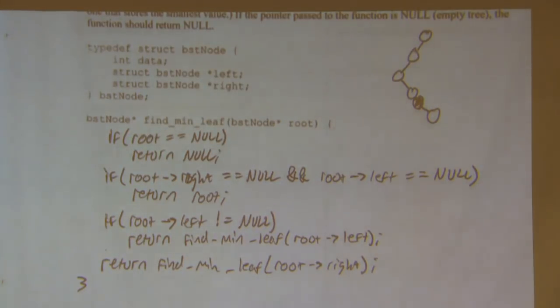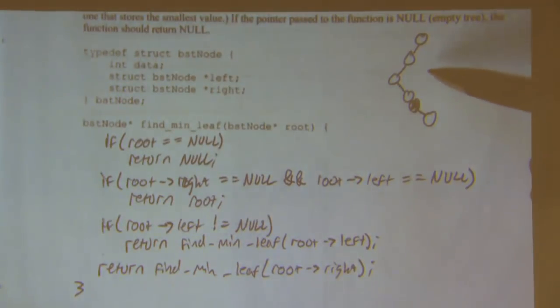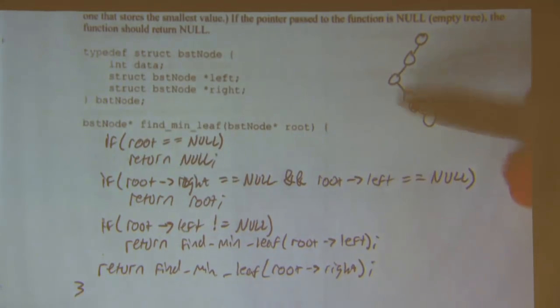Question: since it's a BST, why do we still have to go to the right? The reason we sometimes have to go to the right is because it's asking for the smallest leaf node specifically, so the smallest node that doesn't have any children. And in this case, this should be the smallest value in our binary search tree, but it's not a leaf node. You see why that is? It's because of the problem that we're solving right now. Any other questions about that?